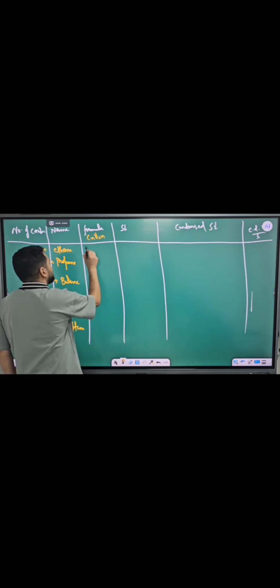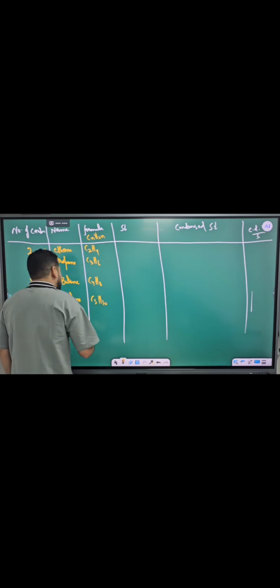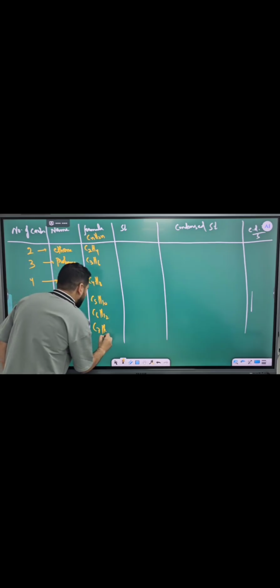But we can do it directly by means of the golden rule. I told you what you have to do. Ethene means 2 carbon. Just double it. It will be 4. Propene means 3 carbon atoms. Just double it, 6. Butene means 4. Just double it, 8. Pentene means 5. Just double it, 10. Hexene means 6. Just double it, 12. Heptene means 7, just double it, 14. That's how you can do it with the help of the golden rule.